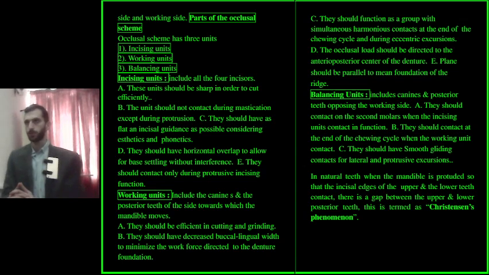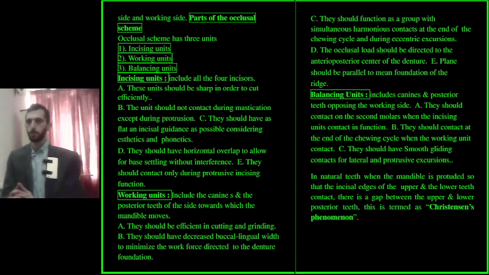C. They should function as a group with simultaneous harmonious contacts at the end of the chewing cycle and during eccentric extrusion. D. The occlusal load should be directed to the anterior-posterior center of the denture. E. Plane should be parallel to mean foundation of the ridge.